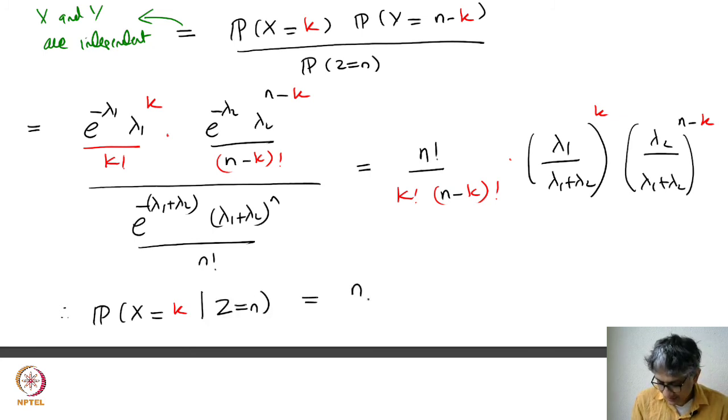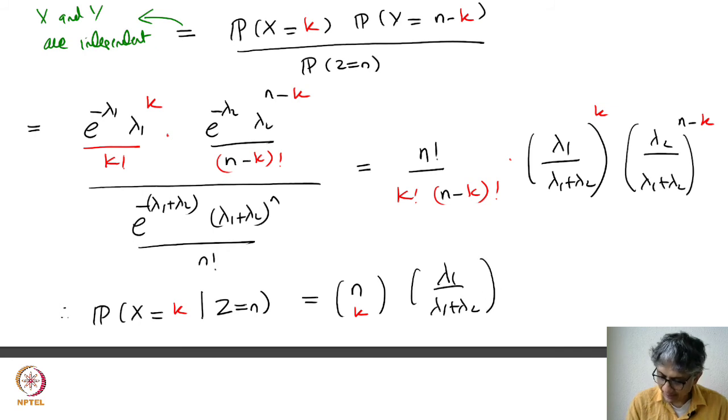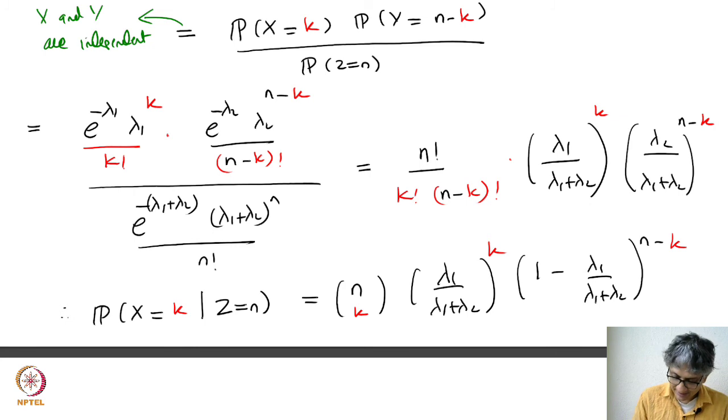Given Z is equal to n is the same as n choose k, in my notation, and this I'll write a little differently. I'll write it as lambda 1 by lambda 1 plus lambda 2 to the power k, and the other part I'll write as 1 minus lambda 1 by lambda 1 plus lambda 2, the whole to the power n minus k. And this is all valid for k in 0, 1 up to n.